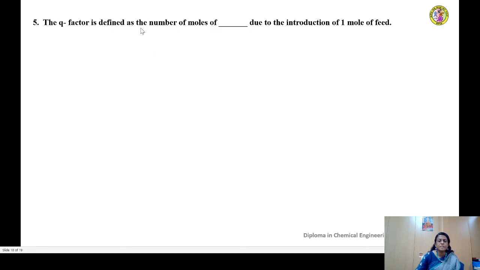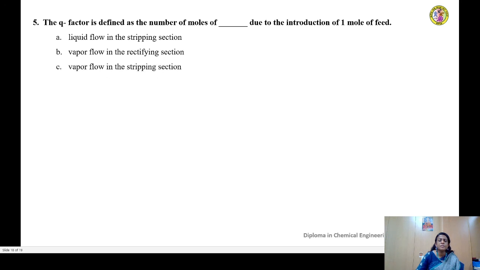The Q factor is defined as the number of moles of dash due to introduction of 1 mole of feed. Options: liquid that flows in the stripping section, vapor that flows in the rectifying section, vapor that flows in the stripping section, liquid that flows in the rectifying section. Q is the moles of liquid that flows in the stripping section due to the introduction of 1 mole of feed. That is according to the definition of Q. Option A is the right answer.